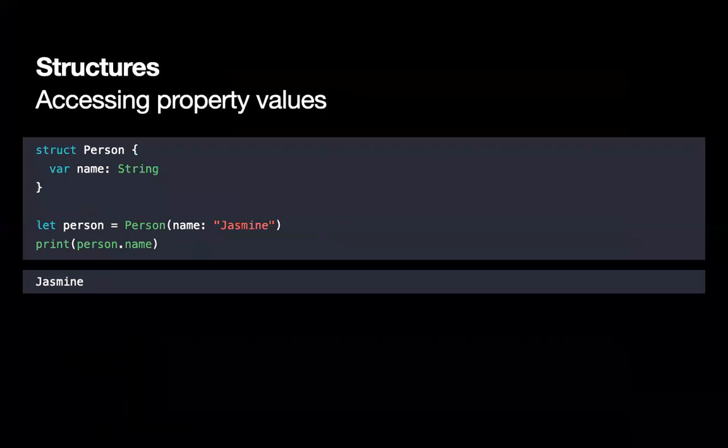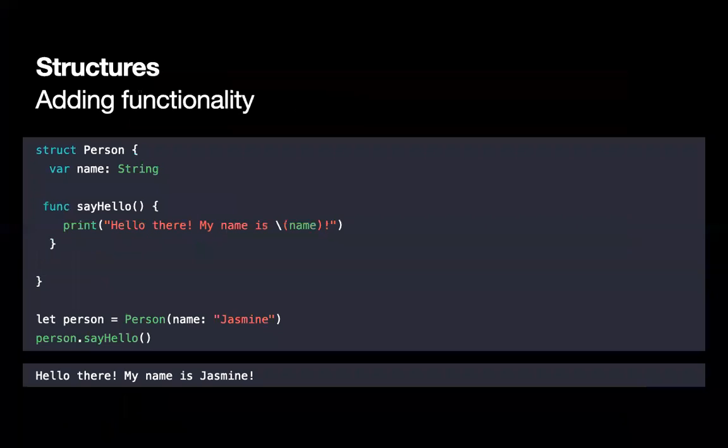Now we are moving further, adding functionality. Similar to how we are able to add properties to the structure, you can add methods to the structure. So here we have added one method called say hello to the person struct. Similarly, you can call that function or method by person dot say hello.